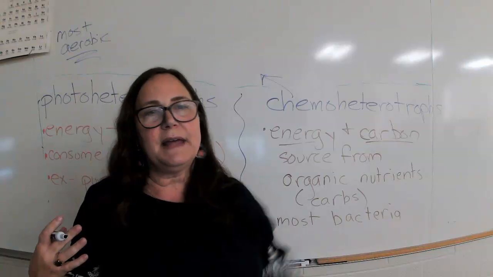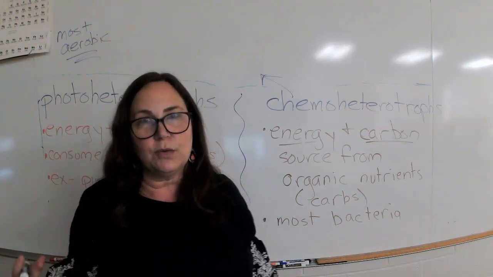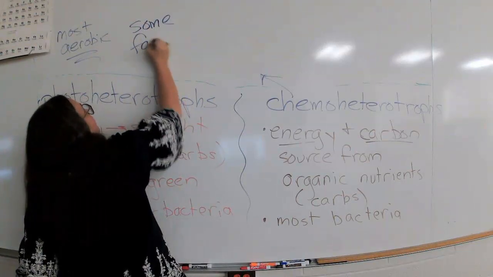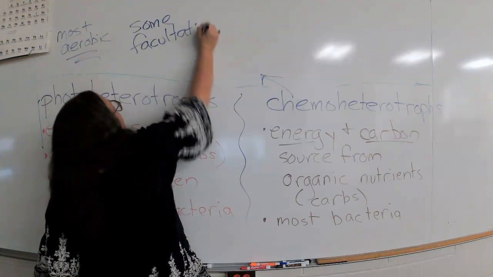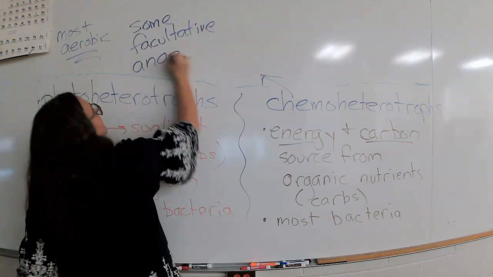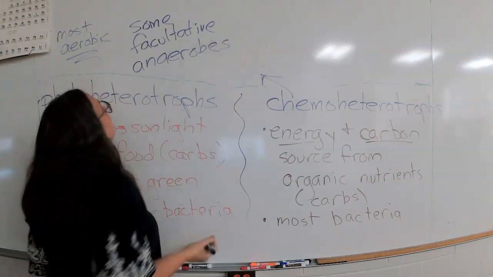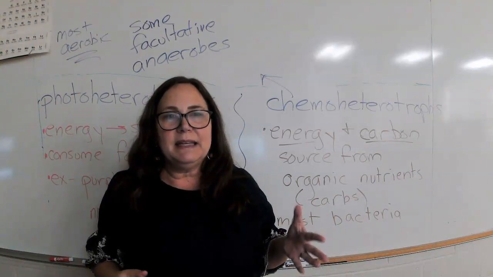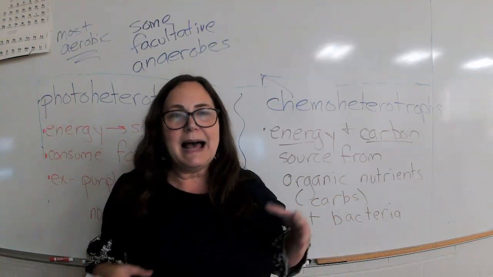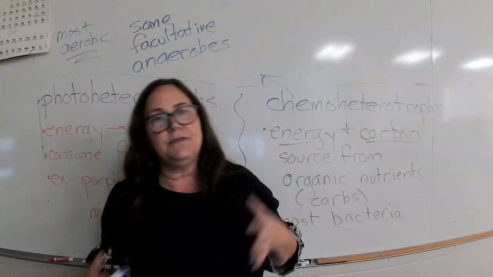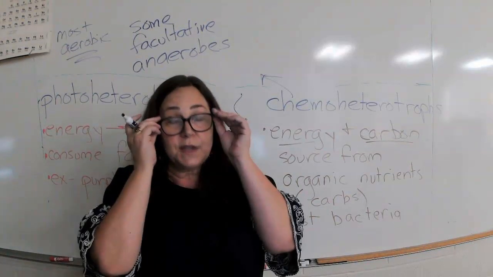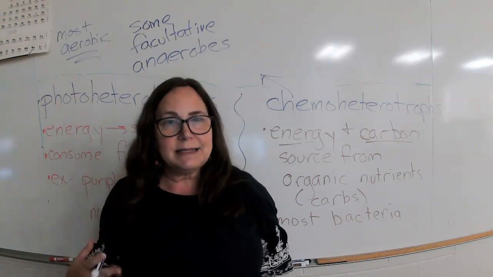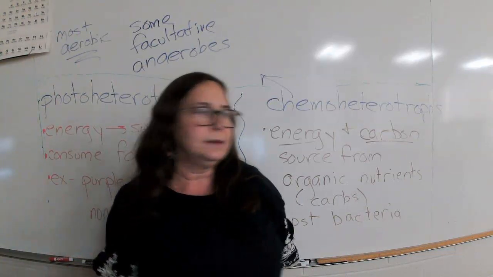Then we have bacteria that are called facultative anaerobes. The facultative anaerobes, what that means is that they can survive in an environment that has oxygen, or they can survive in an environment that doesn't have oxygen. So an example of facultative anaerobes living in our intestines are E. coli bacteria.